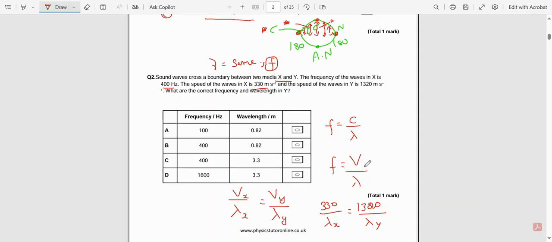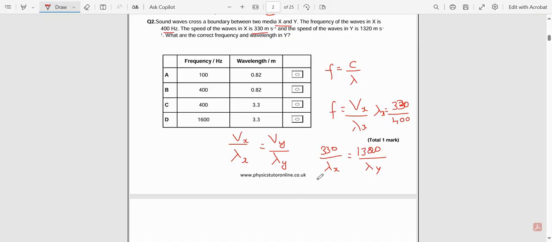First, we will get the x medium frequency by substituting that formula. Lambda x we can get from this one. So f they have already given, 400, right? So lambda x will be 330 divided by 400. If we have taken that, frequency will be 400, everything right. I think we can substitute in terms of lambda x. So 330 divided by lambda x will be 330 divided by 400.